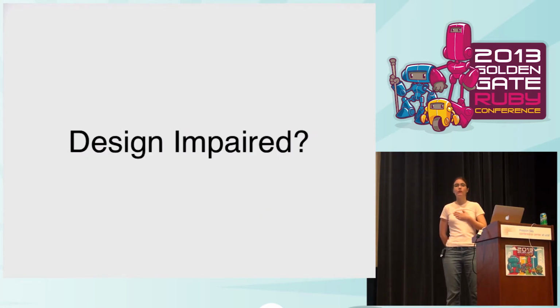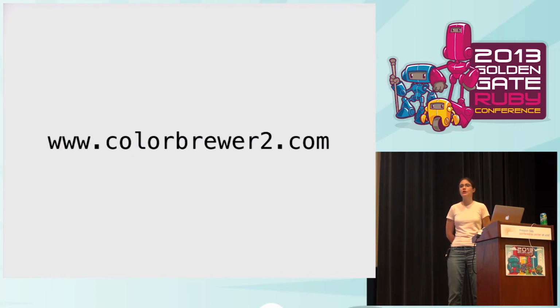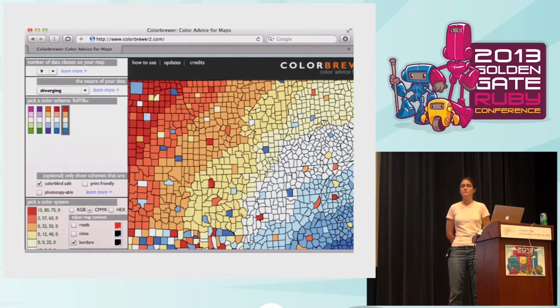So I'm design impaired. I'm guessing there are some people in the audience who are also design impaired and really shouldn't be allowed to pick colors for things. For those of you, colorbrewer2.com, I love this site. It is specifically designed to give color advice for maps, but it happens to work really well for other kinds of data visualizations. This is what it looks like.